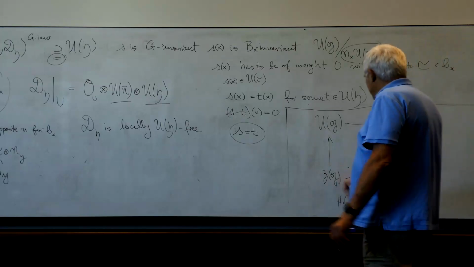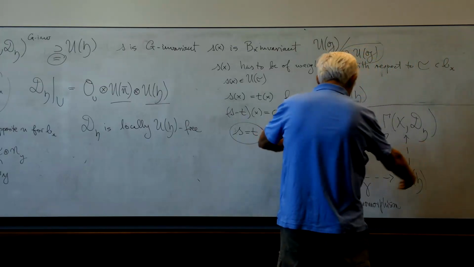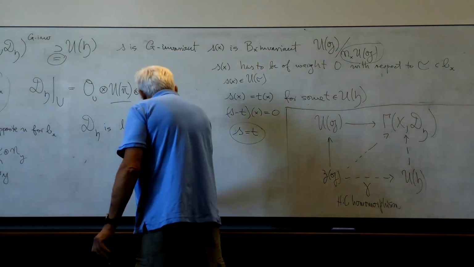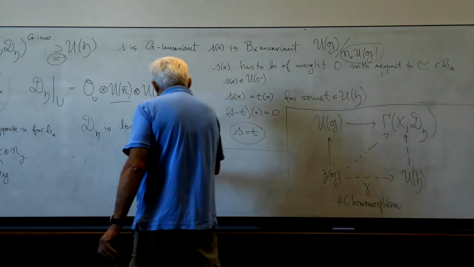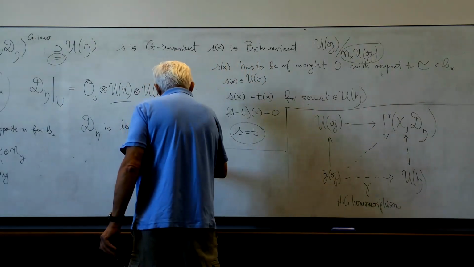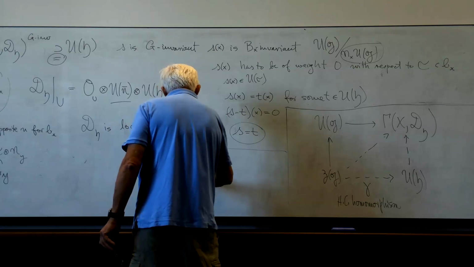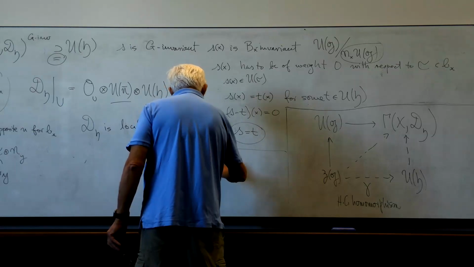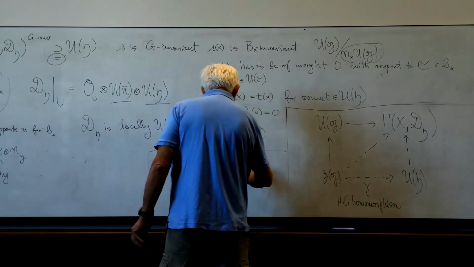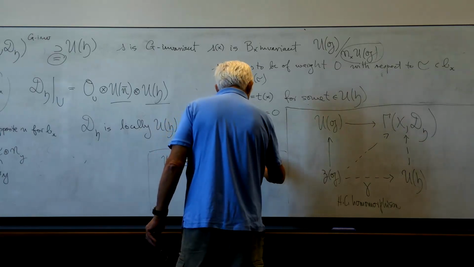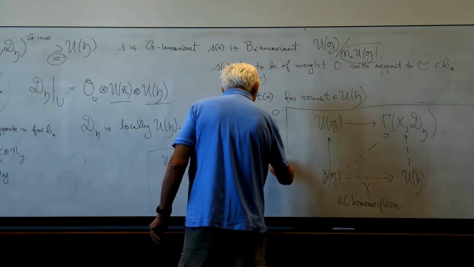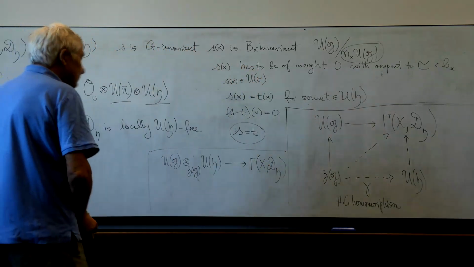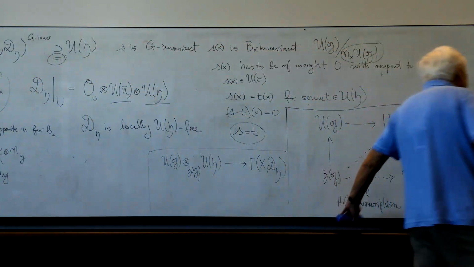So this implies I have two maps and they agree on Z of G. So this implies that we have a canonical map of U of G tensor with Z of G, or Z of G with U of H. This maps into the global sections of U of H. And now we can state the theorem.